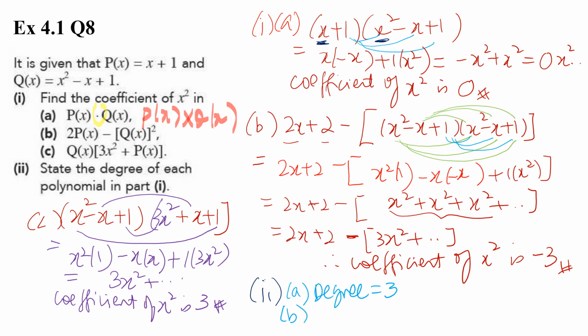Alright, and then if you come look at part B, the highest power will just be your first term. This x squared times this x squared here gives x to the power 4. So this will be degree 4. And if you look at part C, it will be this term here and this term 3x to the power 4. So that again is degree 4. So the degree of the polynomial is the one with the highest power of your x term.